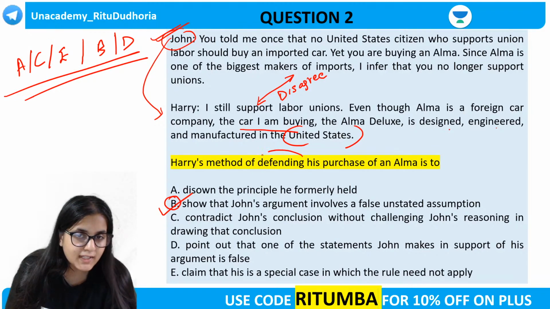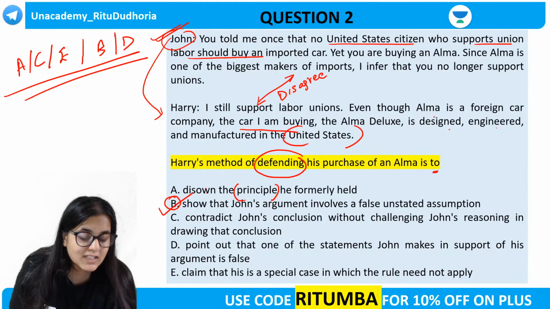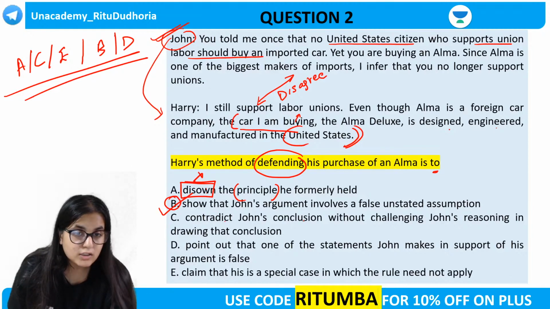Harry's method of defending his purchase is to, now see guys, options में देखो, very careful elimination. Disown the principle he formerly held. His principle was, no United States citizens who support union labor should buy an imported car. Is he disowning the principle? No, he is still sticking by the principle. वो still अपने principle पे खड़ा है ना guys. ये critical reasoning है प्रकाश, वो still अपने उस पे खड़ा है ना. He still says that I'm buying a car which is wholly indigenous and I still support labor unions. So he is not disowning his principle. ये word disown यहाँ पे incorrect है. Contradict John's conclusion without challenging John's reasoning.